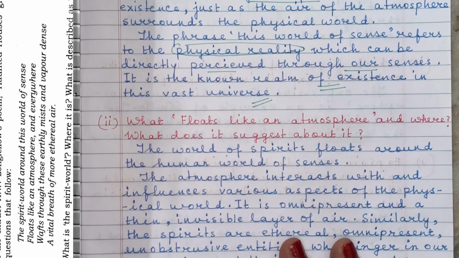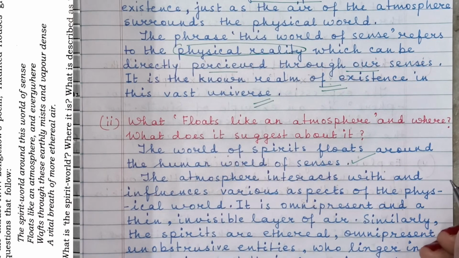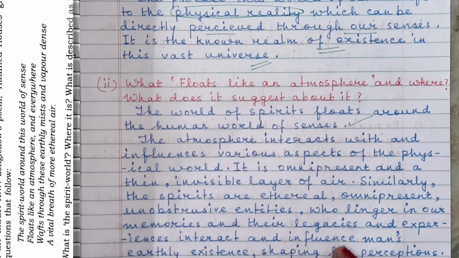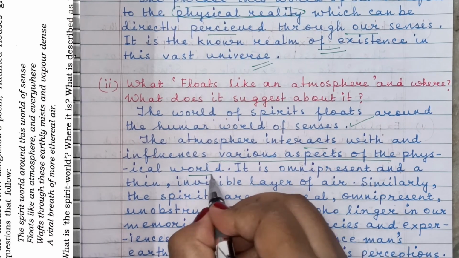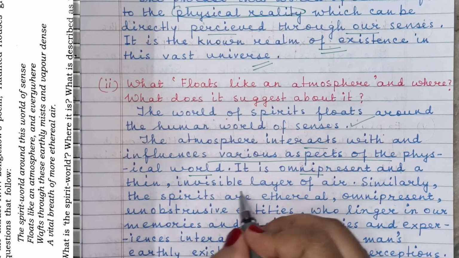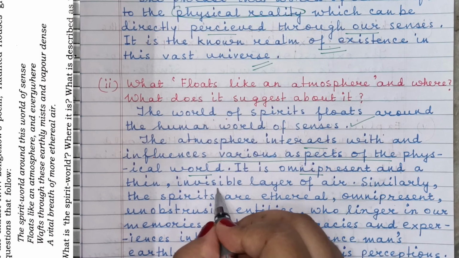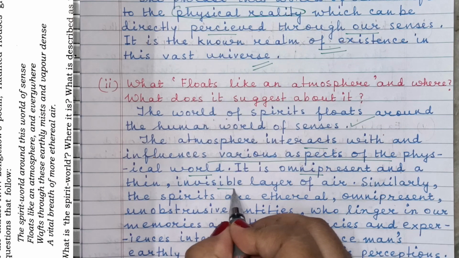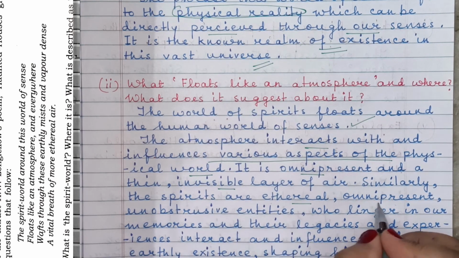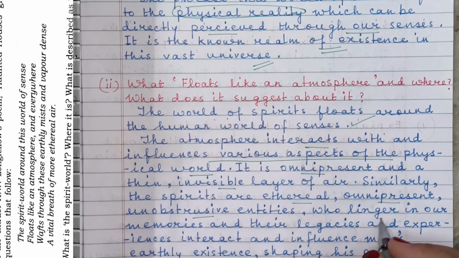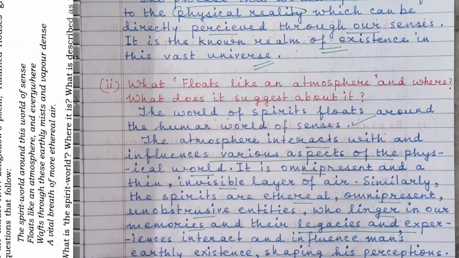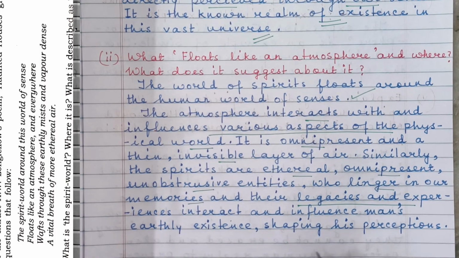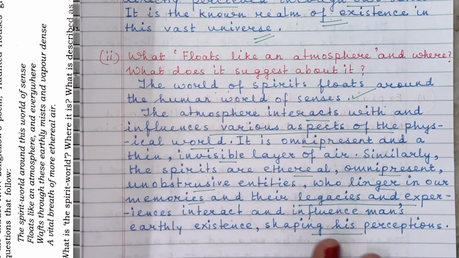What floats like an atmosphere and where? The world of spirits floats around the human world of senses. And what does it suggest about it? The atmosphere interacts with and influences various aspects of the physical world. It is omnipresent and a thin, invisible layer of air. Similarly, the spirits are ethereal, omnipresent, unobtrusive entities who linger in our memories, and the legacies and experiences interact and influence man's earthly existence, shaping his perceptions.